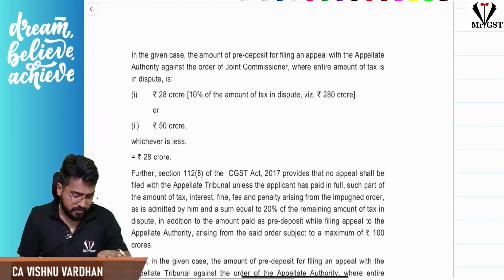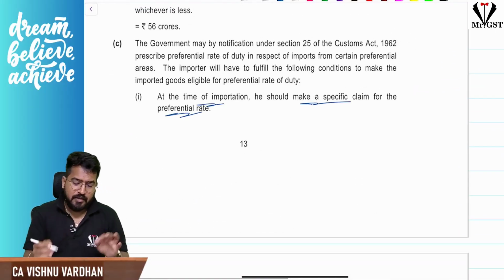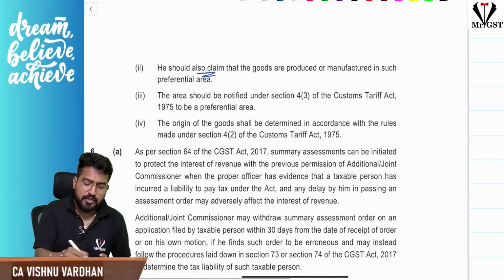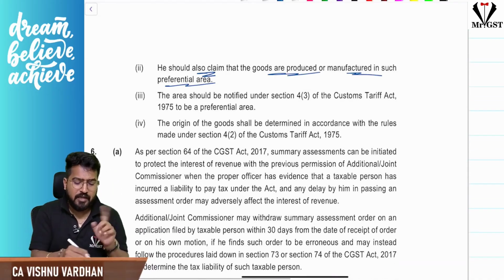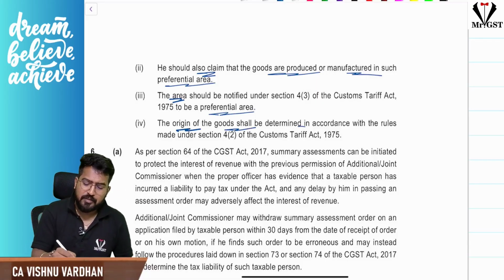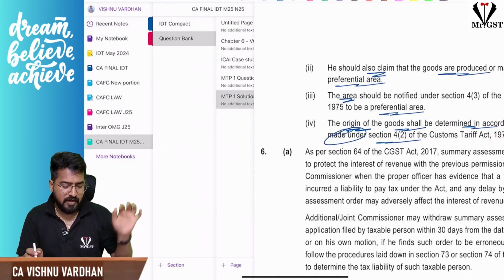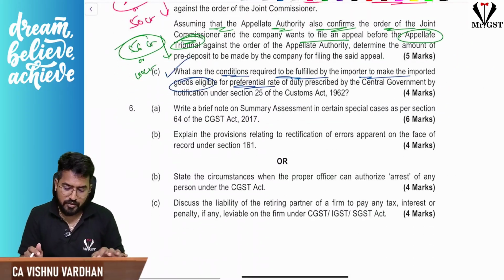Let us see this. At the time of importation, you should make a specific claim of the preferential rate, and next you should also claim that the goods are produced or manufactured in a preferential area. The area you are claiming should of course be notified as a preferential area, and the origin of the goods shall be determined in accordance with the rules made under section 4 subsection 2 of the Customs Tariff Act 1975. Okay, a theory question, you can just go with that.